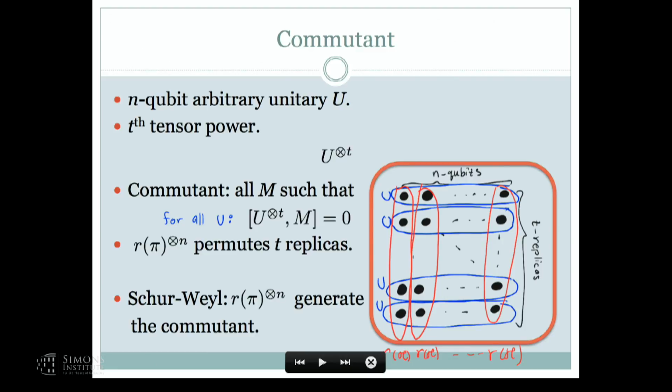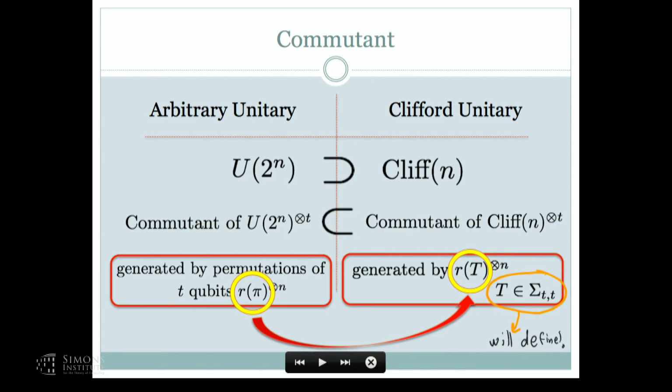If you have T replicas of your system of n qubits, the unitaries are acting on rows, and these permutations are acting on columns. So these operators R(π) tensor n, which permute these things, are in the commutant. We know by a theorem that in fact these span the whole commutant. What I'm going to do is find the commutant for the Clifford group.